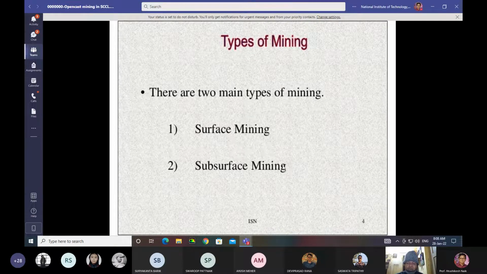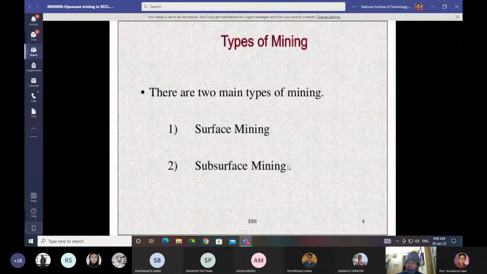Okay. So in this topic, in this semester, you are going to study about the surface mining technology. About the other subject, subsurface mining, underground mining, you are having a separate class. Some other teacher will teach you about the subsurface mining, which is underground mining technology.